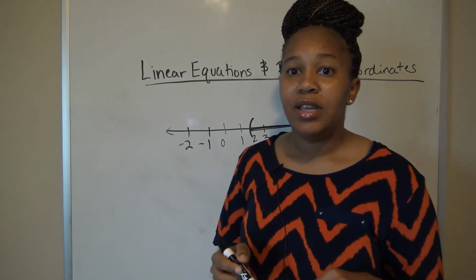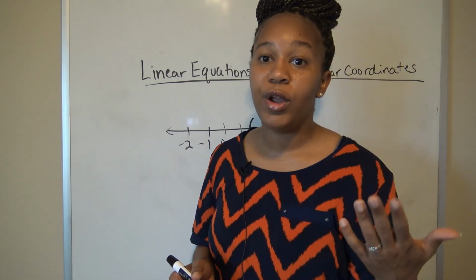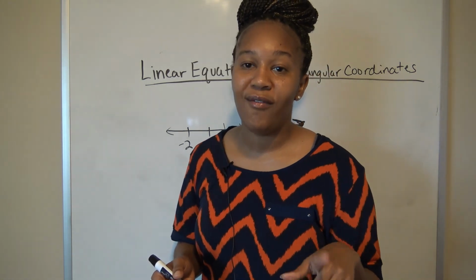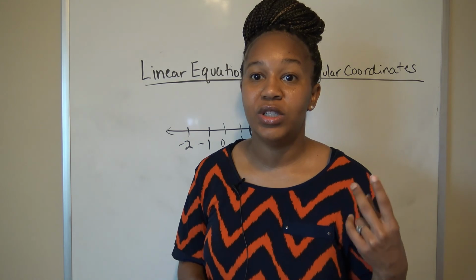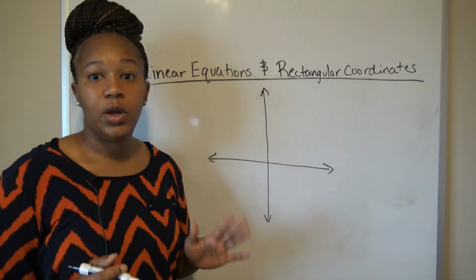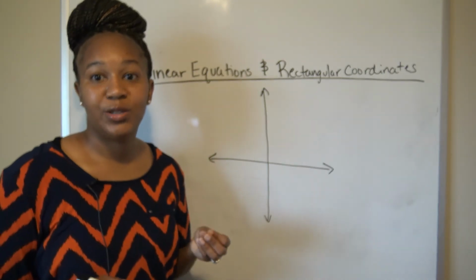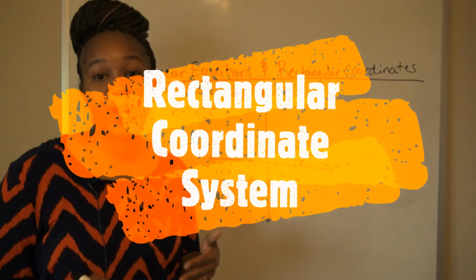So we graphed these when we were solving linear inequalities. When we graphed those, we only dealt with one variable. So today we're going to be graphing linear equations, which deals with 2 variables. When you graph something that deals with 2 variables, you graph it in what's called the rectangular coordinate system.